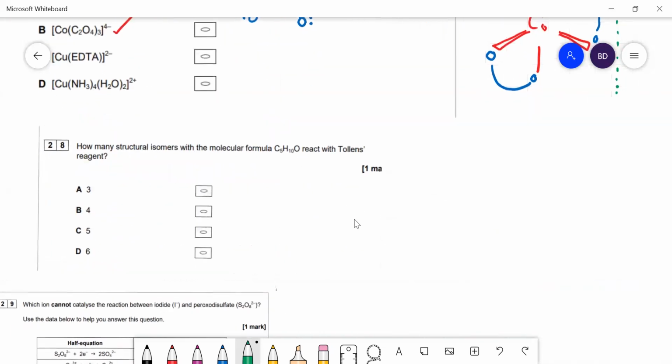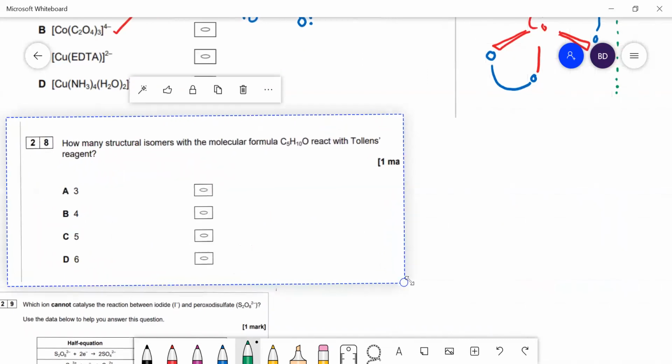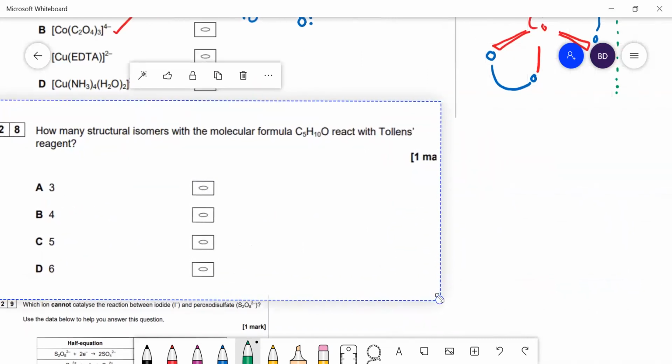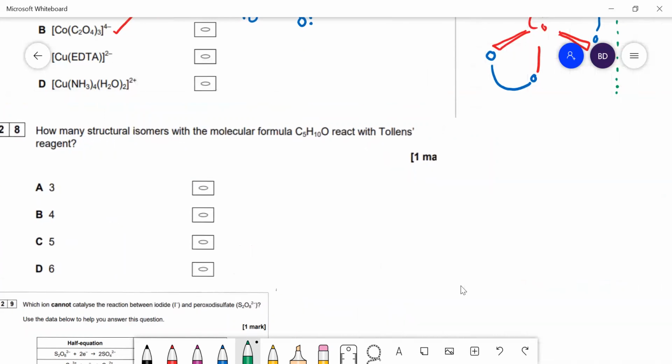28. Right, this one is tricky. How many structural isomers of C5H10O react with Tollens' reagent? Okay, so first of all, look at the carbon-hydrogen ratio there. It's CnH2n, so we've only got 1 double bond. We don't have to worry about carbon-carbon double bonds. We've just got the 1 in the aldehyde group. So how can we do that? Right, so we could have 5 in a row.